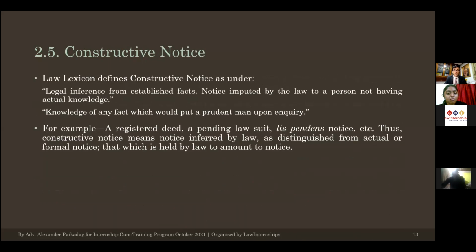Now, constructive notice. When due to the existence of certain facts or circumstances, it is presumed by law that a person has notice of those facts, it is termed constructive notice. Law Lexicon defines constructive notice as follows: legal inference from established facts, notice imputed by law to a person not having actual knowledge, knowledge of any fact which would put a prudent man upon inquiry. For example, a registered deed, a pending lawsuit, and so forth.